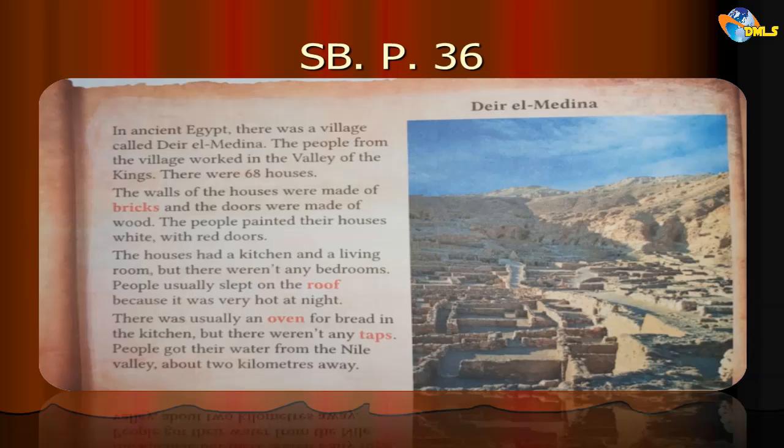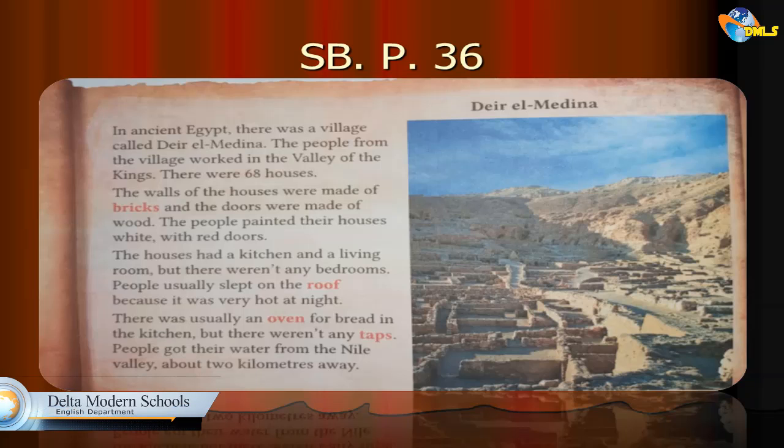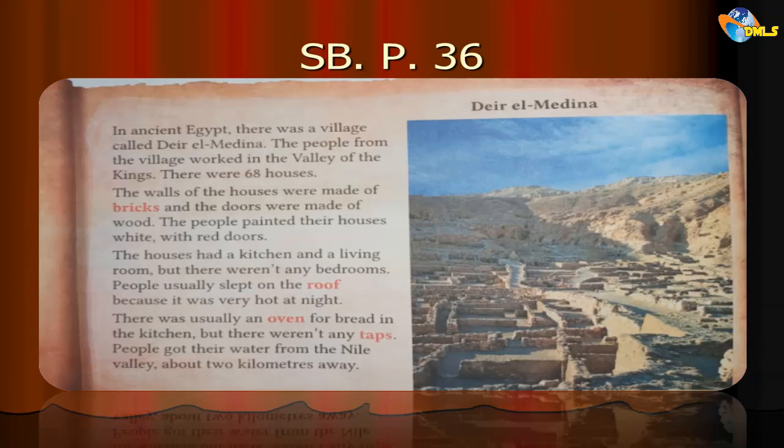On page 36, let's read it. It's about Deir el-Medina. In ancient Egypt, there was a village called Deir el-Medina. The people from the village worked in the valley for the kings. There were 68 houses. The walls of the houses were made of bricks, and the doors were made of wood. The people painted their houses white with red doors.